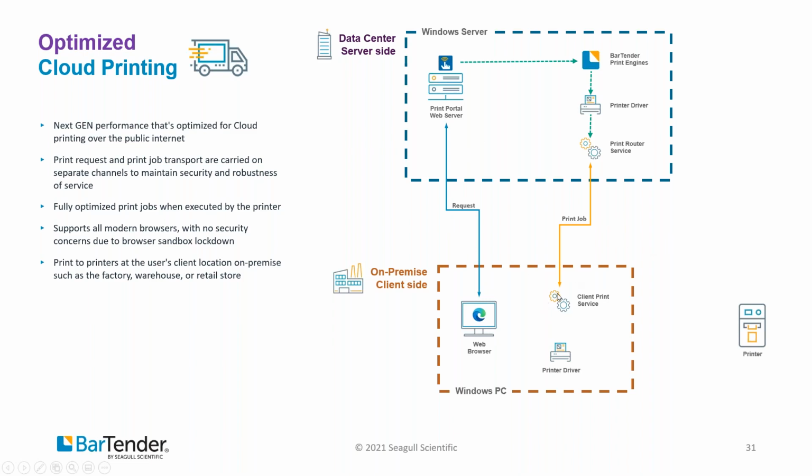Once at the client print service on the on-premise location, the service will then make use of the locally installed printer driver instance to put that print job into the print queue of that printer driver, which of course then transports to the actual physical printer itself. So that is optimized internet or cloud printing.